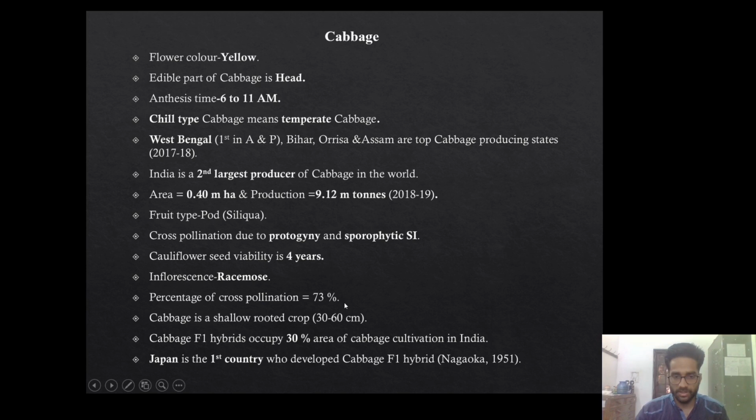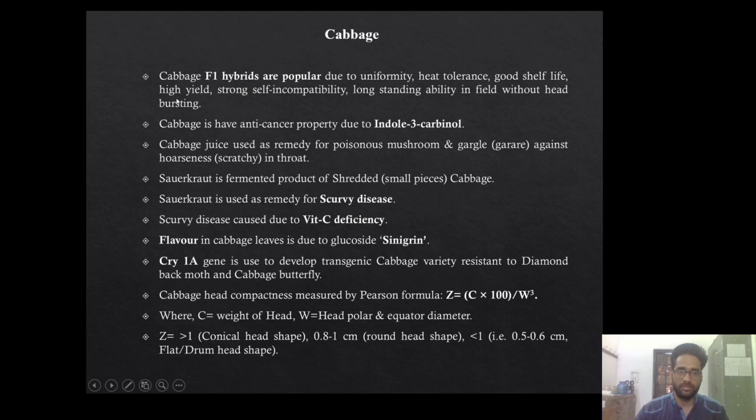Cabbage is a shallow rooted crop, with roots of length 30 to 60 cm. Cabbage F1 hybrids occupy 30% of the area of cabbage cultivation in India, which is a good thing because after tomato, cabbage is the second crop in which the maximum area is occupied by hybrids. Japan is the first country that developed the first cabbage hybrid. Cabbage F1 hybrids are popular due to uniformity, heat tolerance, good shelf life, high yield, strong self incompatibility, and long standing ability in the field without rusting of the head.